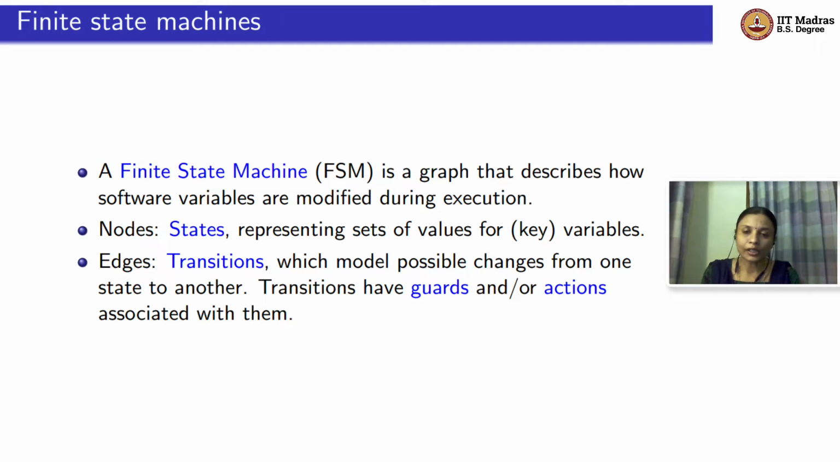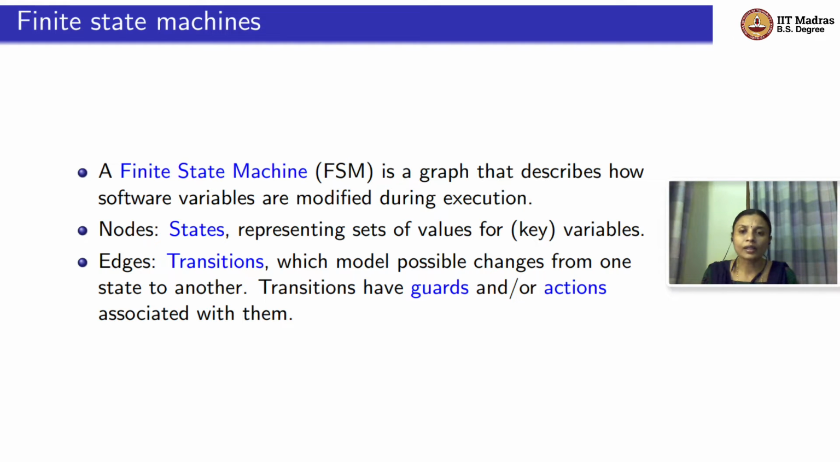So, a finite state machine is a special kind of graph that typically describes how certain variables that are of interest to you in a program behave, and the nodes of the finite state machines have a special name. They're called states. They represent values for variables, sometimes only a subset of the variables, the ones that are important for us. Edges of these graphs are called transitions. They model how a state changes from one state to the other, how the finite state machine changes from one state to the other. Transitions as edges can have several parameters associated to it.